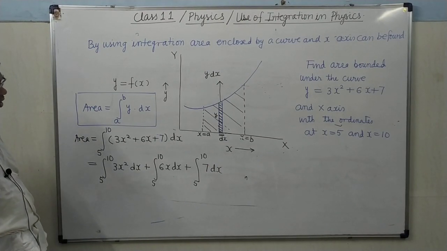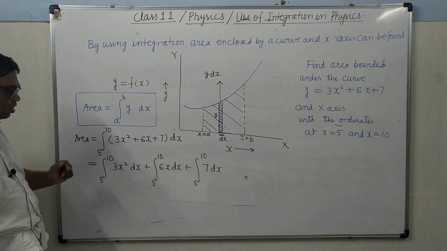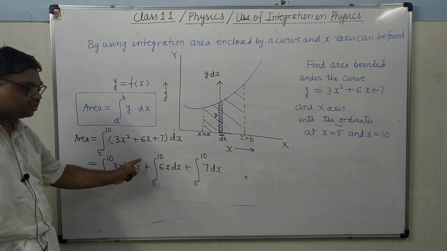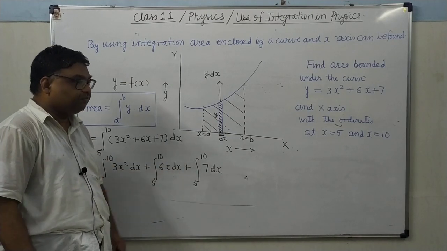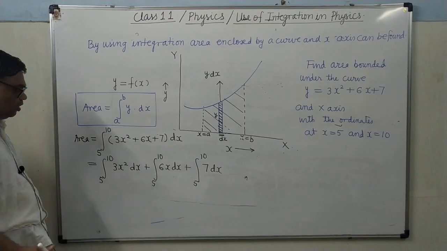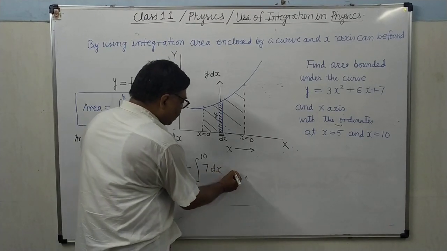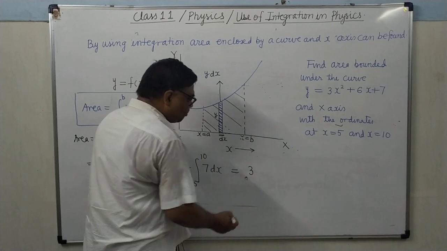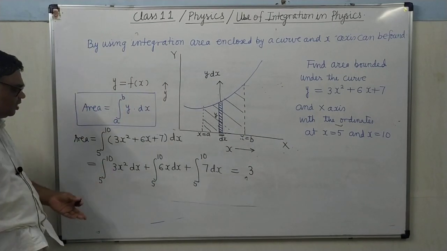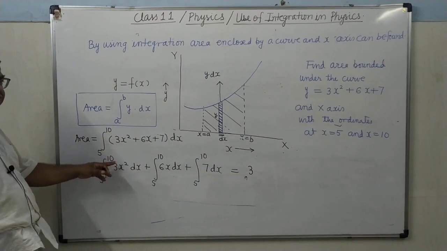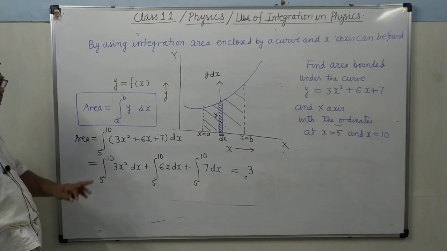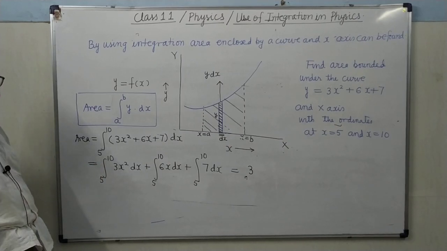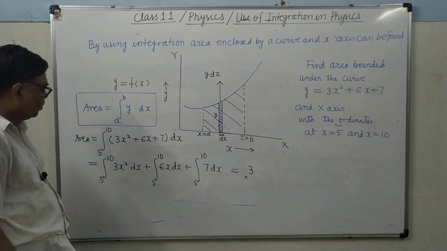Now how will you solve it further? You take out 3 before, here 6 before, here 7 before. It's clear. So in the next step what will you write? I am writing here 3, but you can do it in a single step. Straightforward from the starting, you will write 3 in the beginning, before the integral sign.